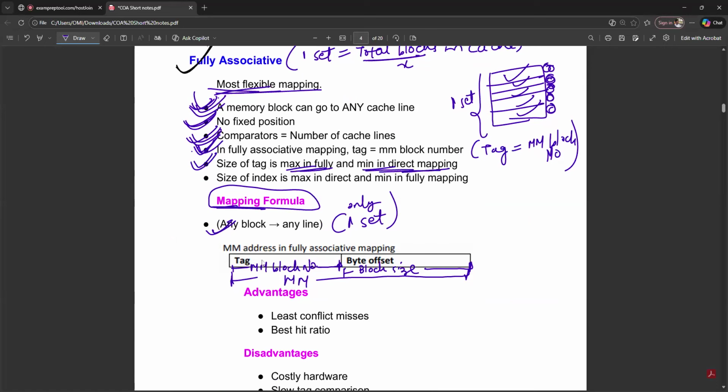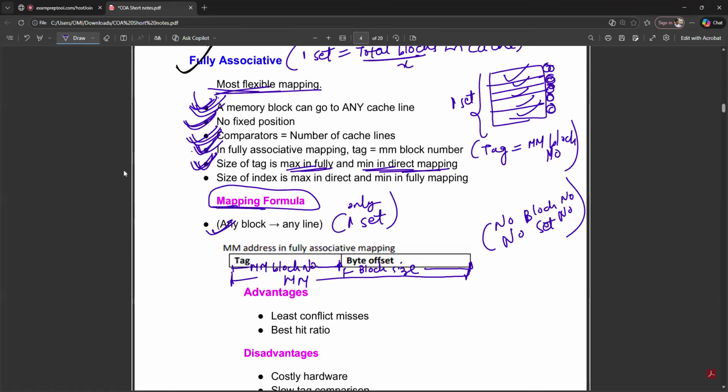Now the next point: size of tag is maximum in fully associative and minimum in direct mapping. You can see here that tag size is maximum. There is no byte offset, no block offset, no block number, no set number. So tag is maximum here and minimum in direct mapping.